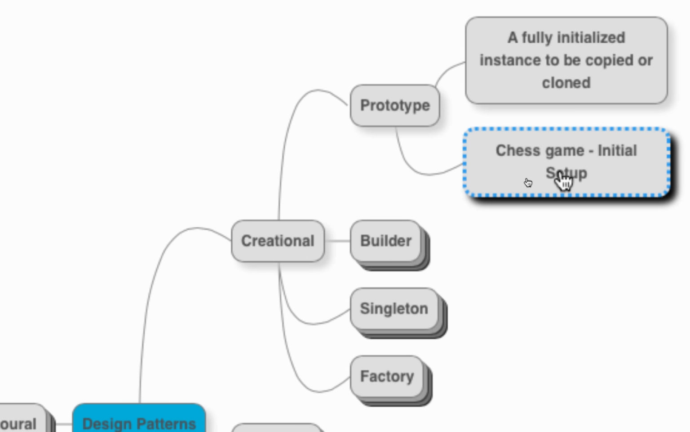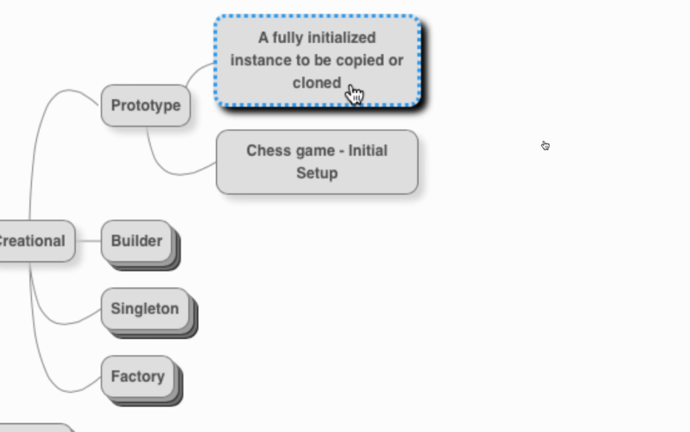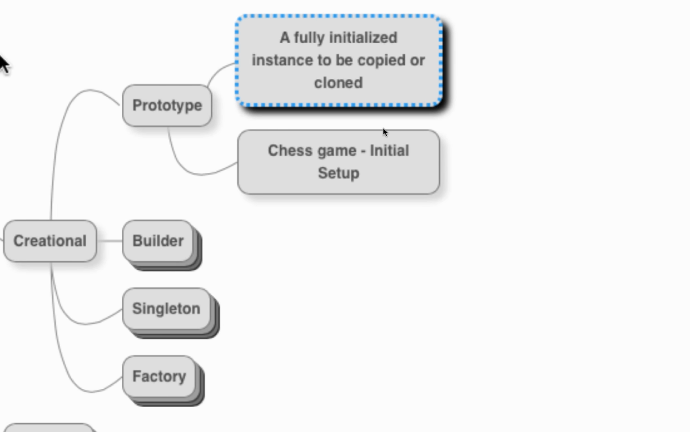Creating this setup in, let's say, a class, in an object, would involve some effort. So let's say I'm implementing a program for a chess game. In that kind of a game, I can store the initial setup of the chess game as a prototype, and whenever somebody asks for a new game, I can clone this and give it back. So this is a prototype pattern. A prototype pattern is used to create a copy of a fully initialized instance.